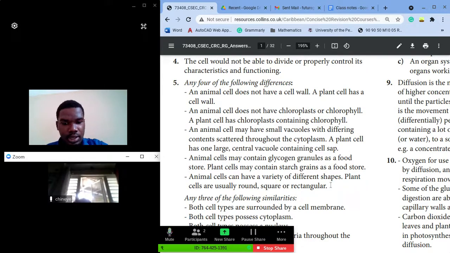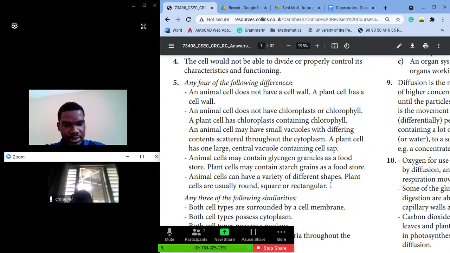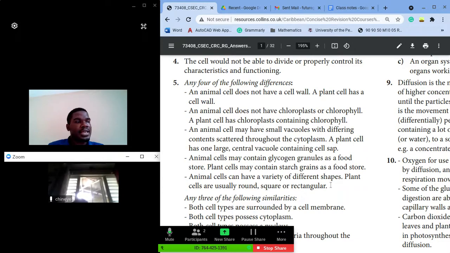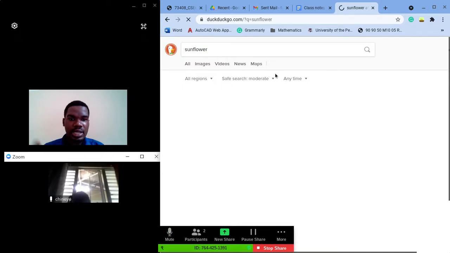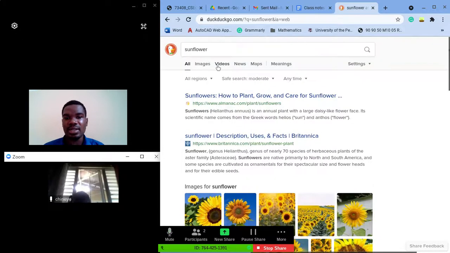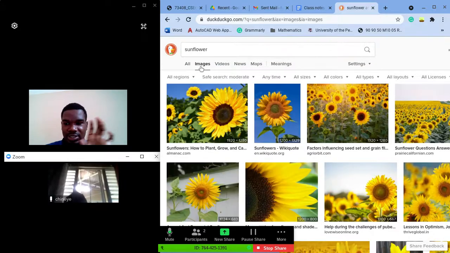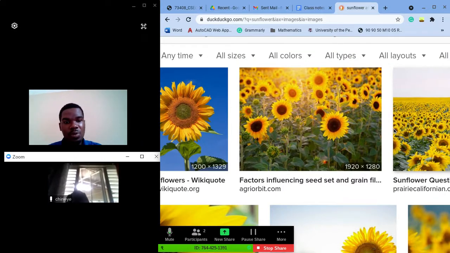Animals have varieties of different shapes, and plant cells are usually round, square, or rectangular. I want you to think about this. What would be the best shape to ensure that each section of your surface gets an equal amount of sunlight? Wouldn't it be a circle? Let's look at the most famous example, the sunflower. Did you know that when there is no sunlight, sunflowers turn to each other and use each other as their source of light, which is really sad and kind of cool? That's the purpose behind why they are so circular in shape, to ensure that all facets of their surface get an equal amount of sunlight.